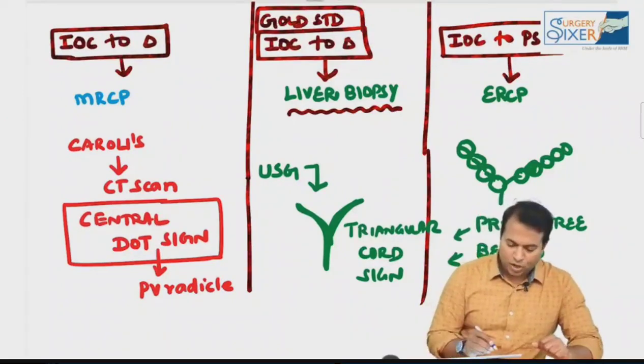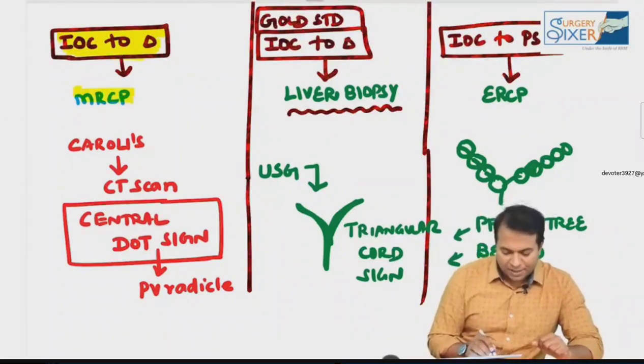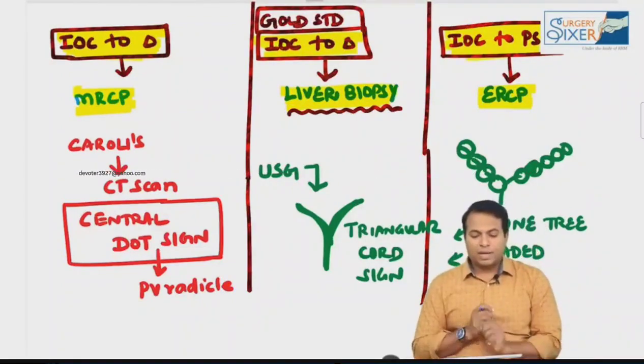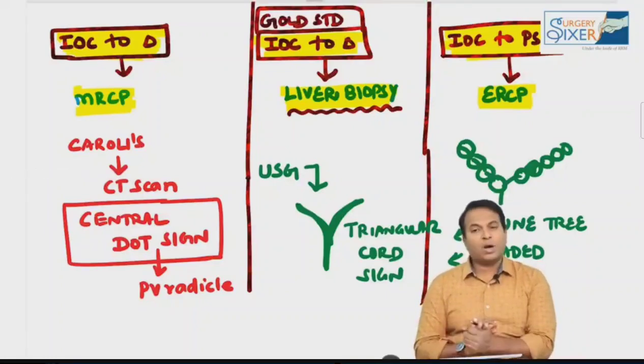So investigation of choice to diagnose choledochal cyst is MRCP. To diagnose EHBA is liver biopsy. Primary sclerosing cholangitis is ERCP. So MRCP, liver biopsy, ERCP. These are all taken from Sabiston. So no controversy, no confusion at all.